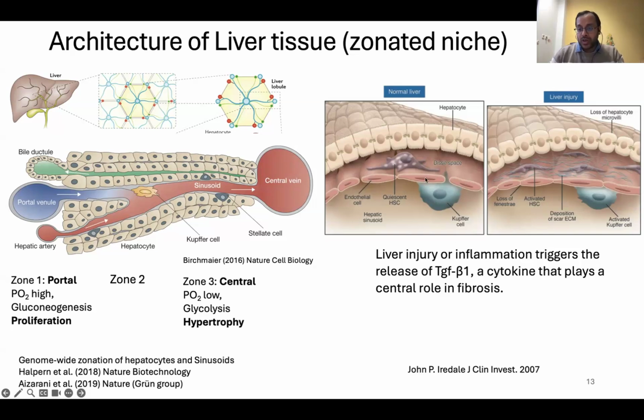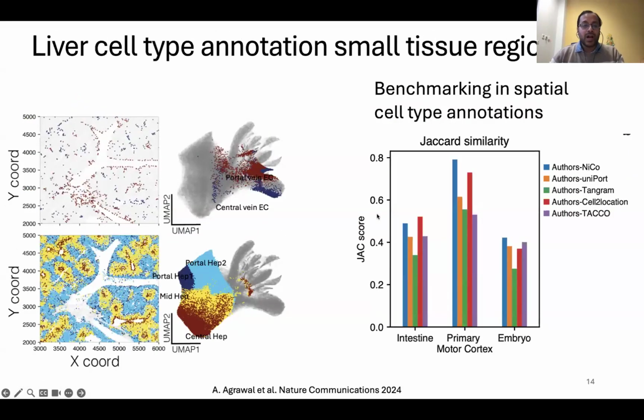And in this process, this TGF beta pathway is involved in the inflammation, which plays some significant role. So from our liver tissue spatial transcriptomics, which is publicly available, we wanted to learn what new biology we can learn.